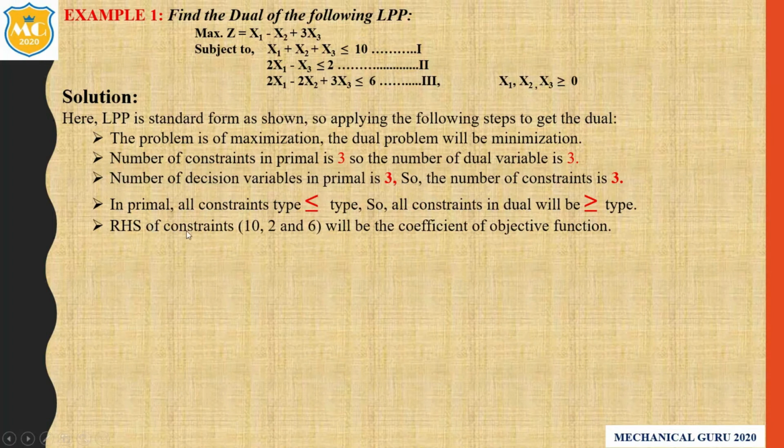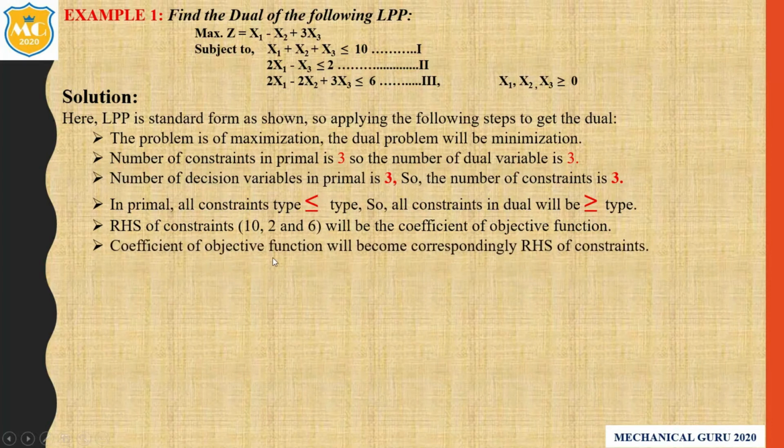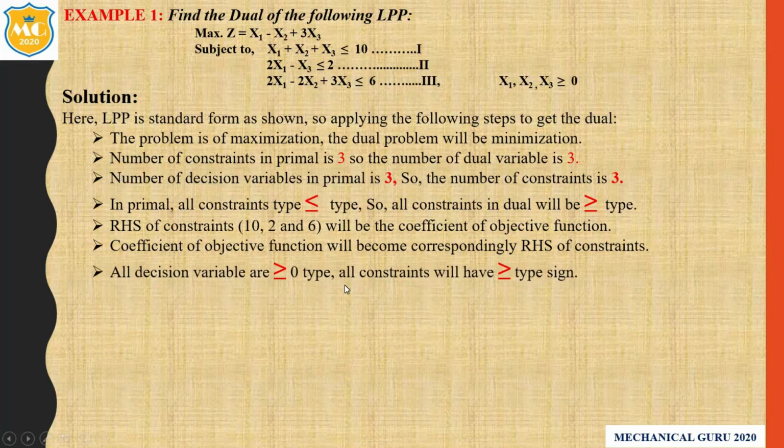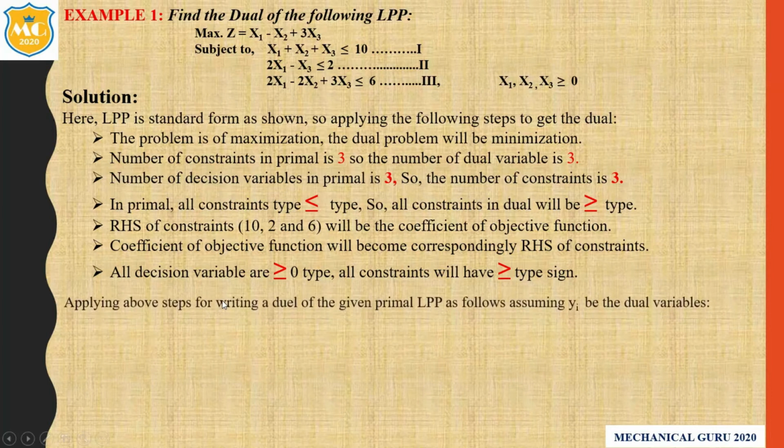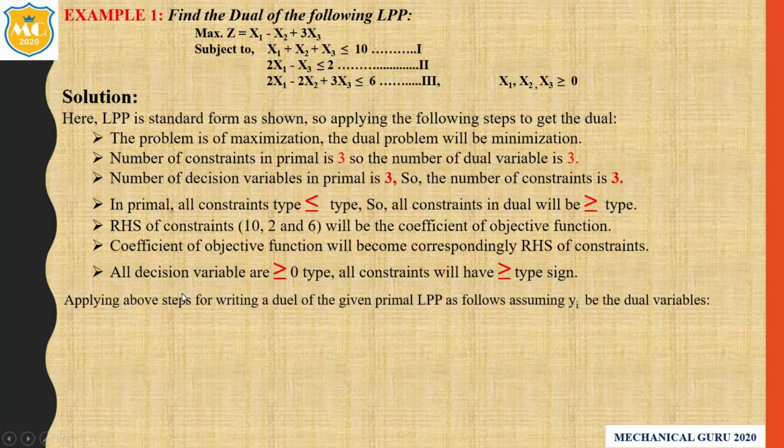The right hand side of the constraints, that is 10, 2 and 6, will be the coefficients of the objective function, and the coefficients of the objective function will become the right hand side of the constraints. Here all the decision variables are greater than or equal to 0 type, so all the constraints will have greater than or equal to type sign. Now we apply all the steps and convert to the dual problem.